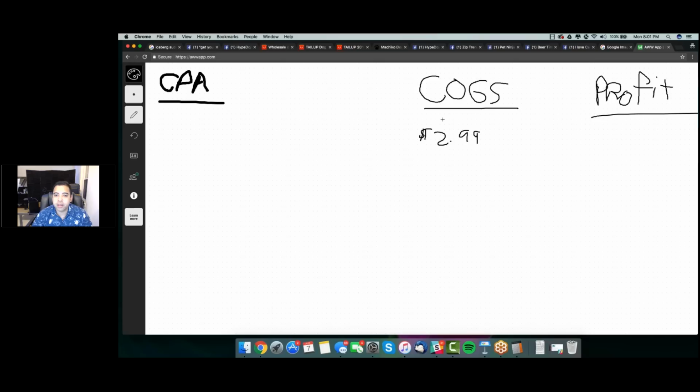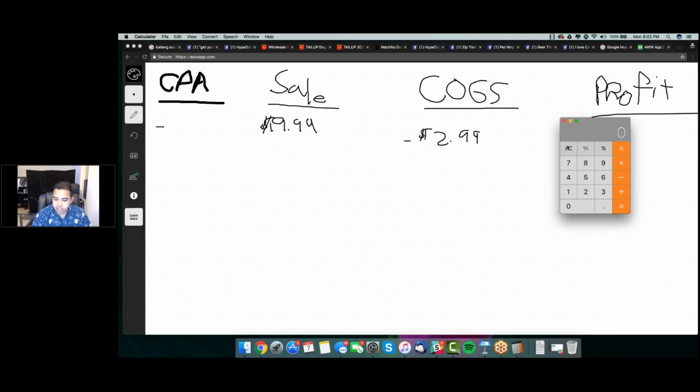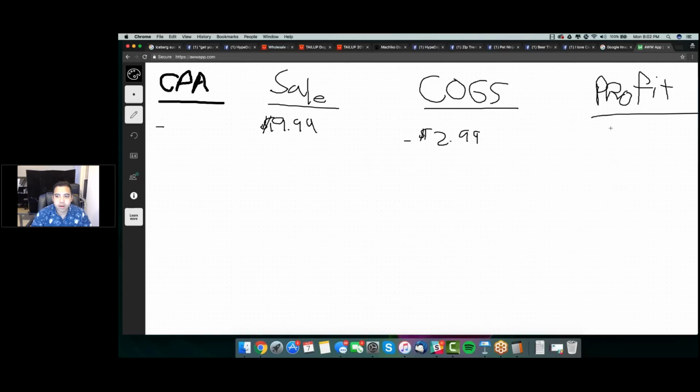Okay, so if you're selling this product here, your sale minus your cost of goods, and then your CPA is minus as well. So if you're selling your product for, let's say, $19.99 retail, basically what you can do is calculate this: $19.99 minus $2.99, and you get $17. So your profit here is potentially $17, but that's actually what your CPA is. You can afford to spend up to $17 to get a customer on Facebook.